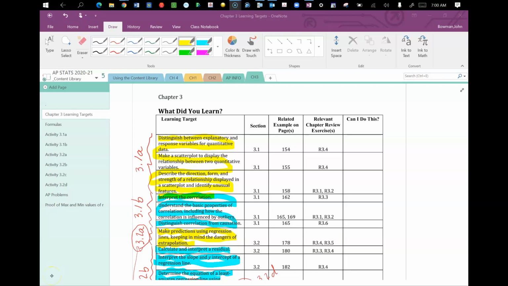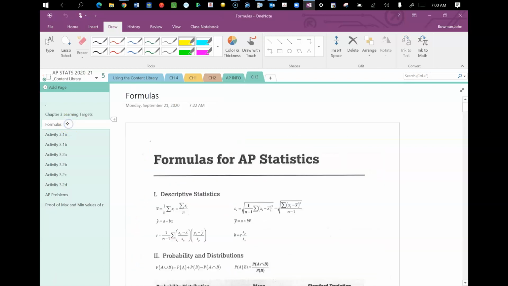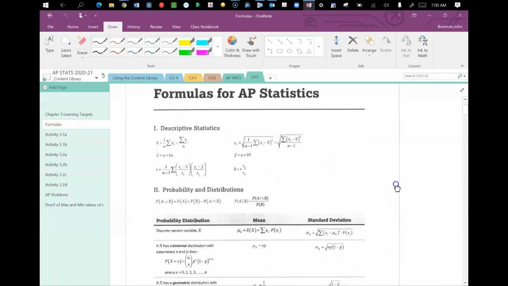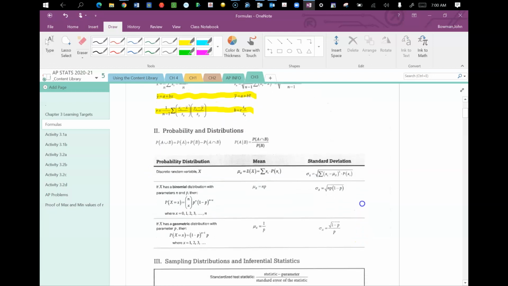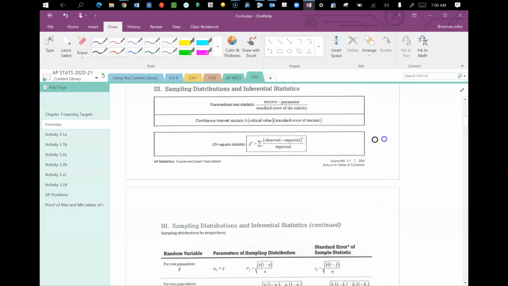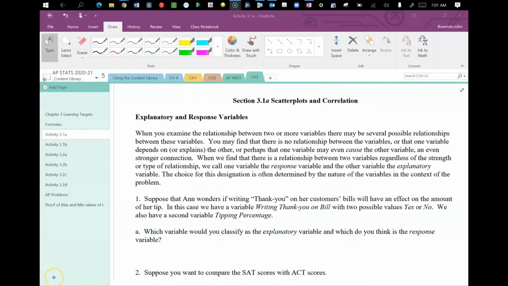As you saw in the previous two chapters, you do get a formula sheet on the AP exam, and Ms. Harding and I will be allowing you to use it on all your quizzes and tests. We are going to delve into that a little bit deeper in this chapter, and we are going to look at the following formulas, these right here and right there. Along with this, I guess that's it for now. So let's get started with activity 3.1a.